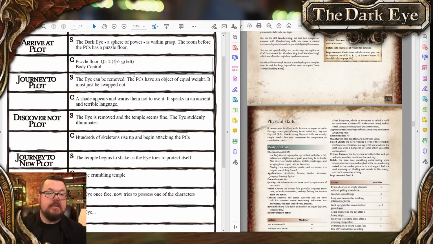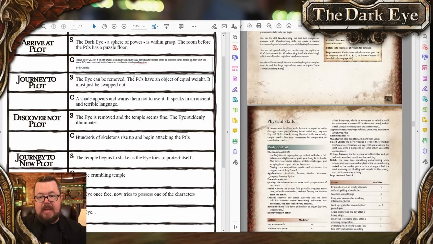Okay, so I'm going to put here, puzzle is sliding balancing beams that change position based on pressure on the beams, i.e. they shift and move. PCs must work out which beams to stand on in which combination. Okay, so I'm going to be using body control because that skill sounds to me exactly right.